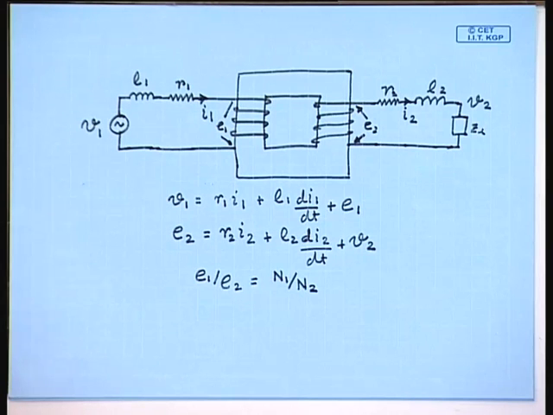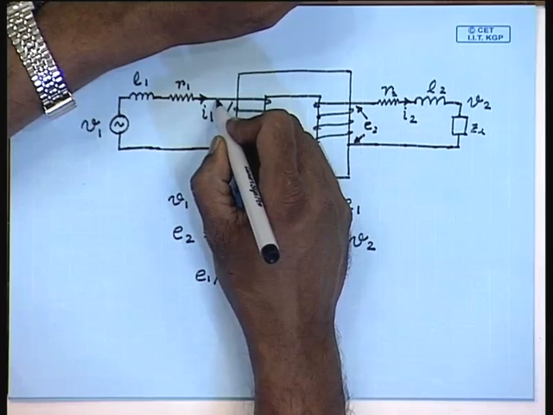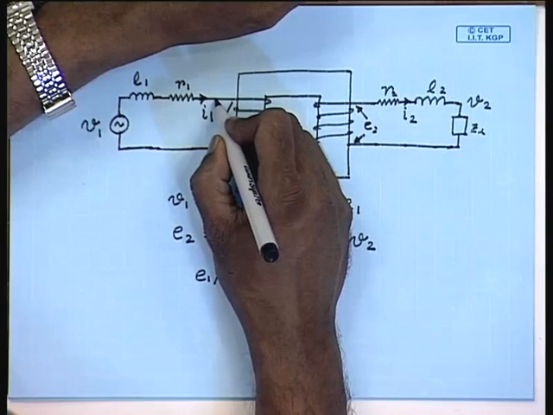However, this still does not take into account the magnetization current, that is the current to be drawn by a practical transformer even when I2 is 0. This can be easily incorporated by assuming a magnetization inductance across the coil L1.